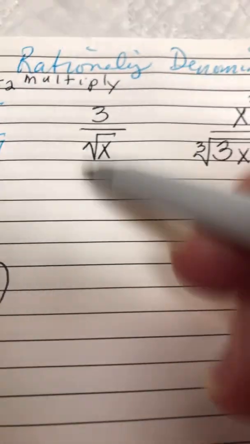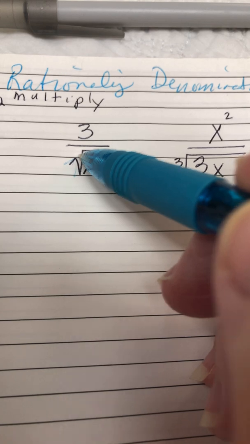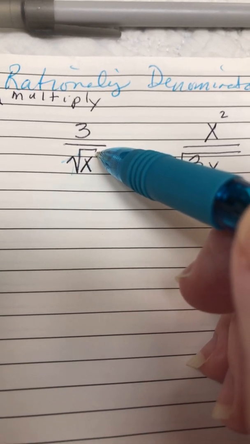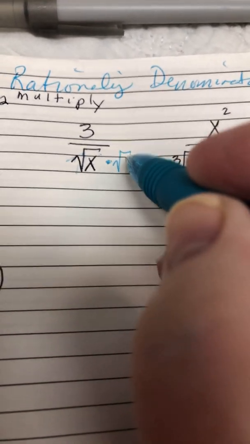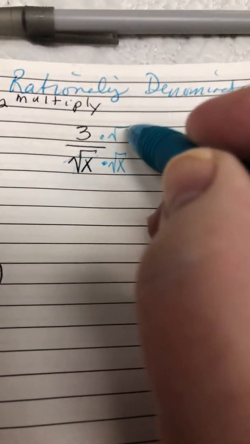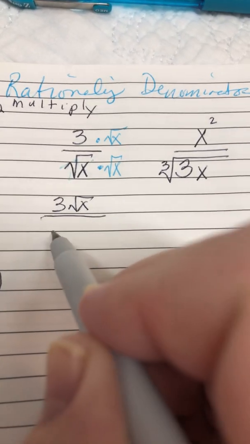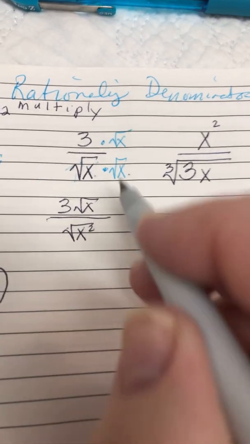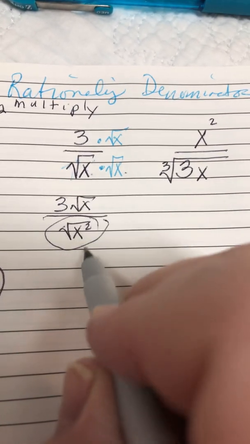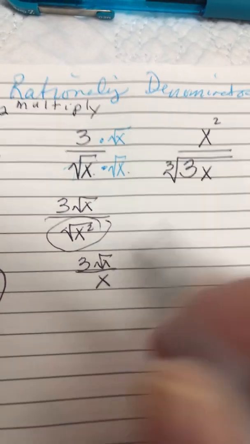So if we come over here and we say, okay, what can I multiply by to make this solvable? Well, this is a square root. We don't have any x squareds in here. So what we're going to do, multiply by square root of x on both levels, excuse me. And when you do that, the top becomes 3 square root x over the square root of x squared. X times x, x squared. So now the square root of x squared is just x. So our answer is 3 times the square root of x over x.